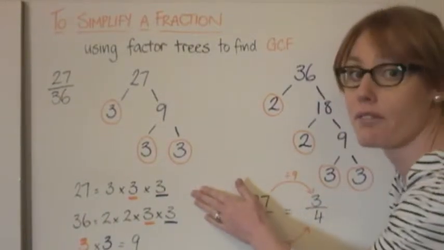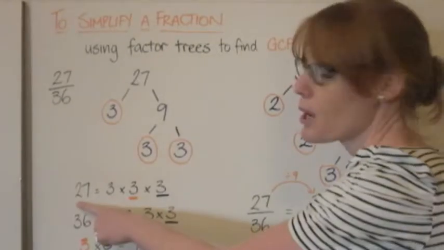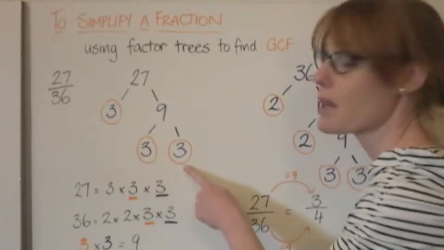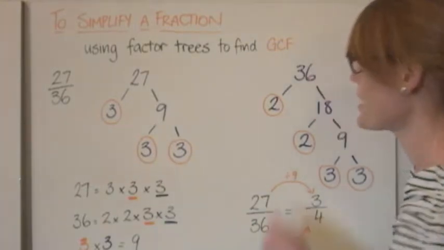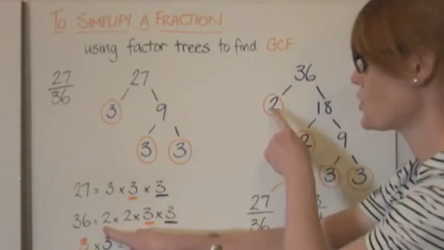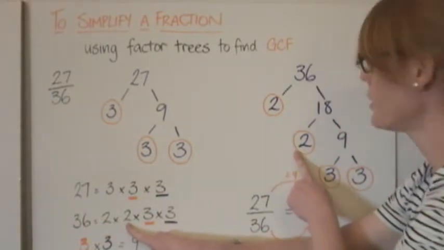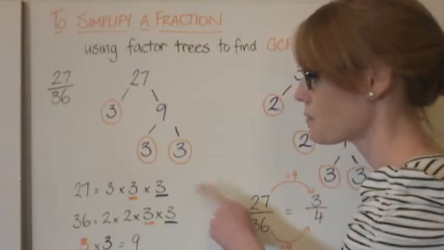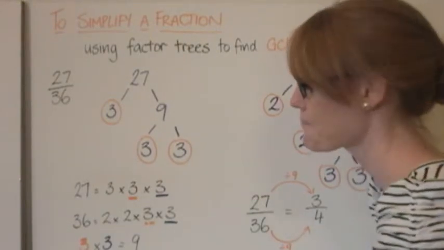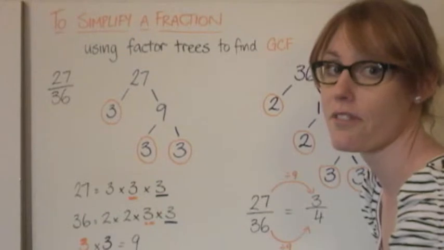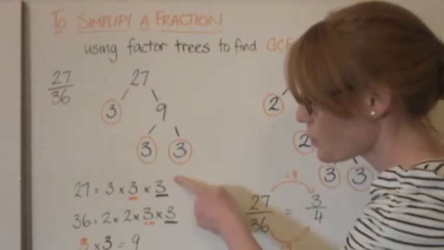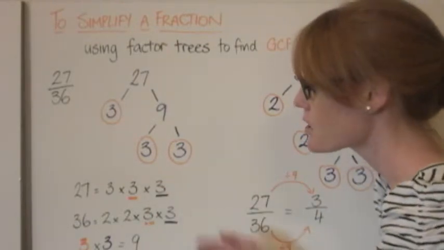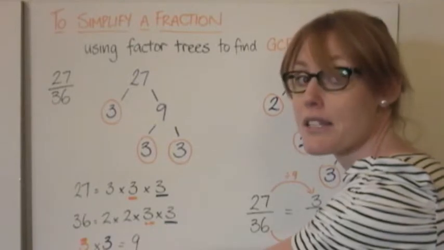Let's list the prime factorization for each number. The prime factorization for 27 is 3 multiplied by 3 multiplied by 3. The prime factorization of 36 is 2 multiplied by 2 multiplied by 3 multiplied by 3. So I've listed the prime factorization for my numerator and denominator. The next step for me is to identify the common factors. And both 27 and 36 have 2 3's in their prime factorization. So I use those numbers and I multiply to find the greatest common factor.